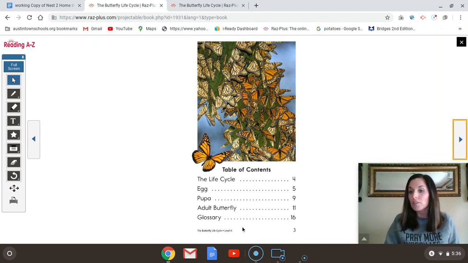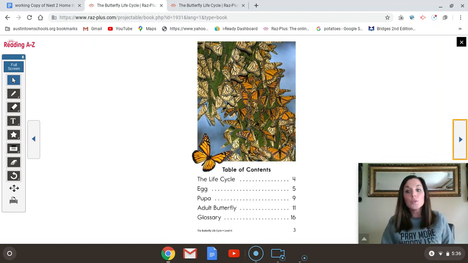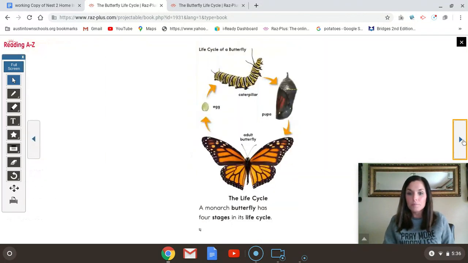So this is a table of contents, and it's just a tool. You'll use it more in second, third, and older grades, how to find information quicker in the story that you're reading. All right, so here we go. The life cycle of a butterfly. The life cycle. A monarch butterfly has 4 stages in the life cycle, okay?